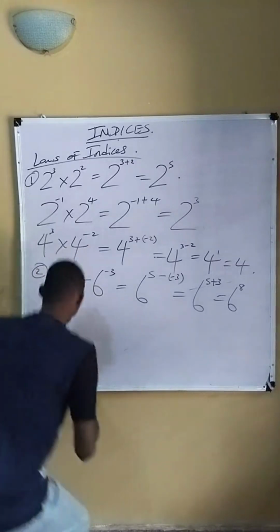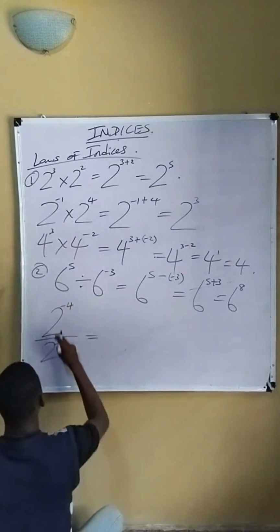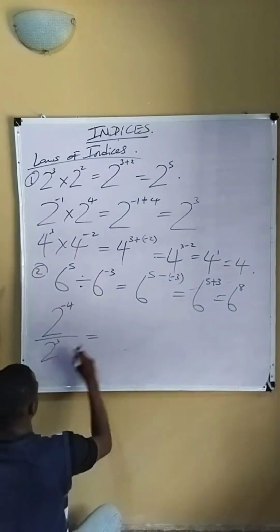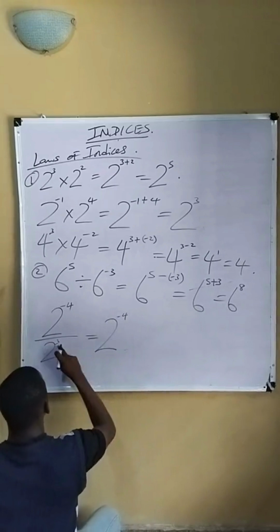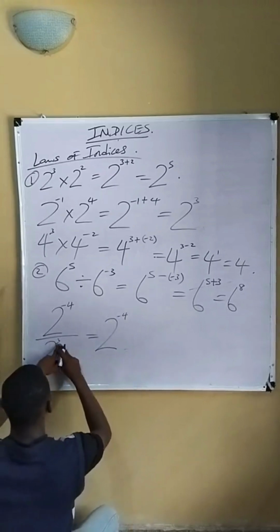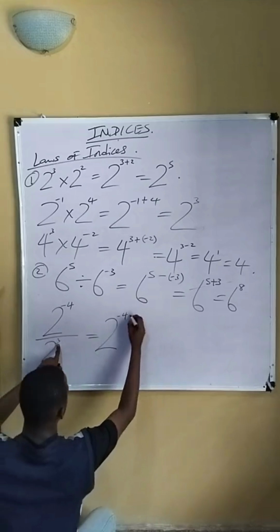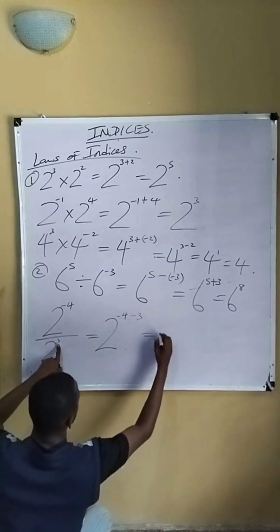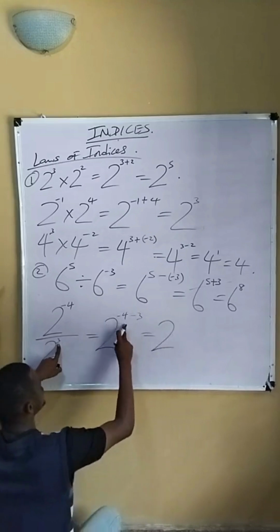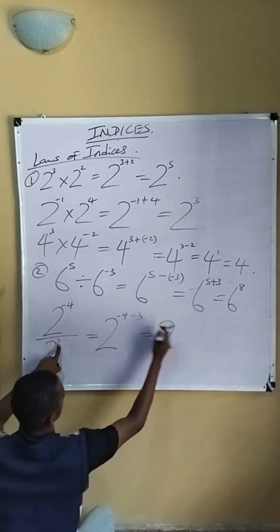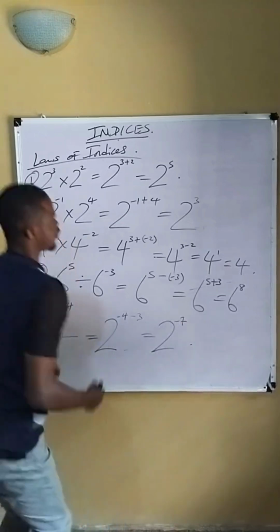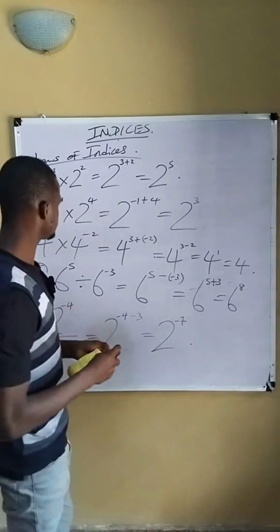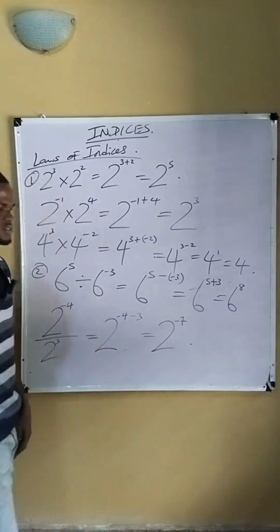You are going to have, pick one of the base number. What's the base number here? 2, and the base number here is also 2. So that means 2 raised to the power of minus 4. The index here is 3. You also subtract it, minus 3. We are going to have 2 raised to the power of what? Minus 4 minus 3 will give us minus 7. That will give us the answer. That's all about the division law of indices.